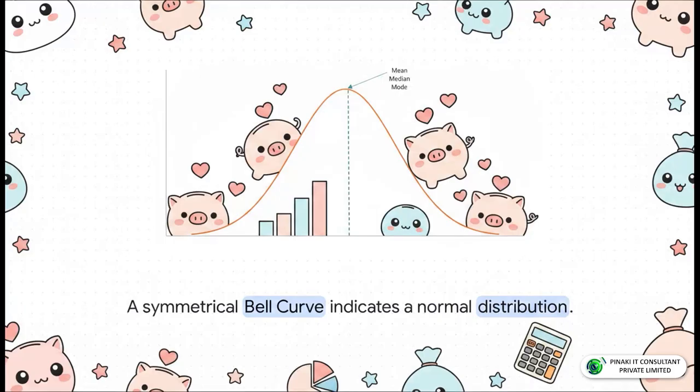Now notice how the top of this perfectly symmetrical bell curve houses your mean, median, and mode exactly in the dead center. When your data takes this specific, classic shape, you are looking at a normal distribution. In the business realm, finding a normal distribution in your data is absolutely fantastic. Why? Because it makes predicting future consumer behavior incredibly reliable.